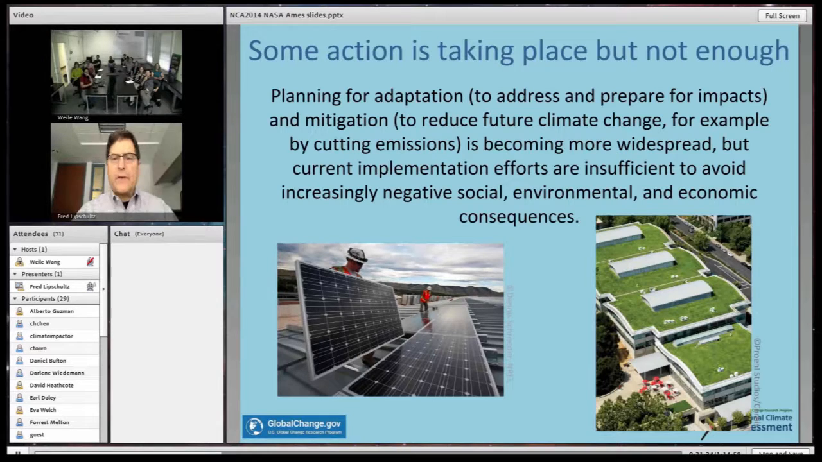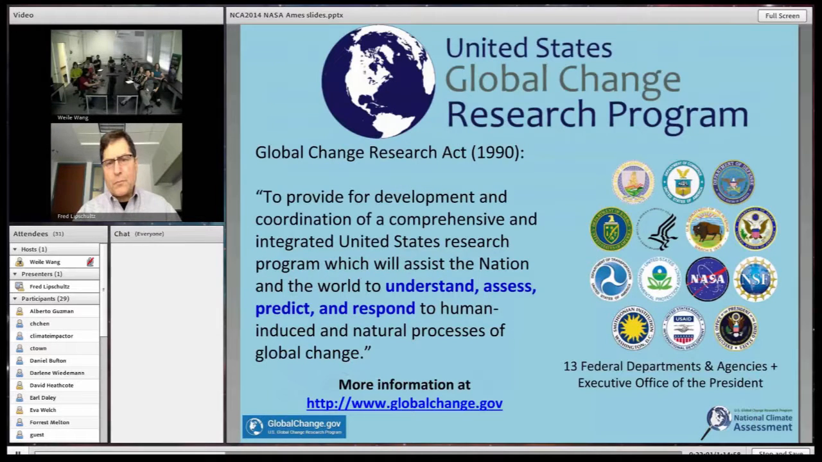And certainly the current rate of implementation efforts are insufficient to the challenge that we face as we move forward with these different kinds of effects of climate change. These pictures show two different kinds of adaptations, green roofs on the right and solar panels on the left. So those are the 12 key findings of the report, and I'd like to shift now to talk a little bit about the program and how the U.S. government was organized to deal with climate change and to produce the report.